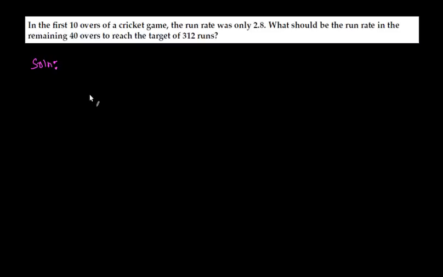So what is run rate? First of all you have to know this. Run rate is equal to runs scored per over. Okay, so what is an over? 1 over is equal to 6 balls bowled.